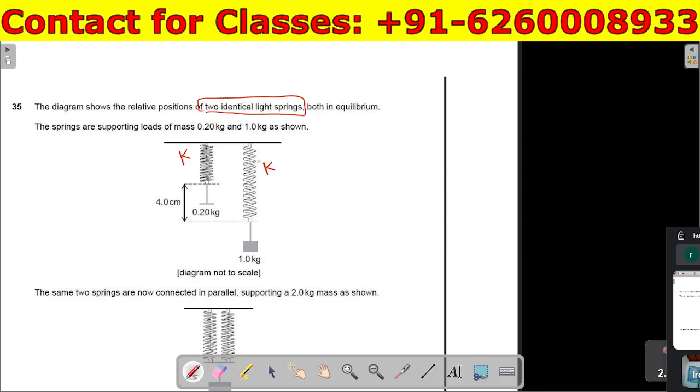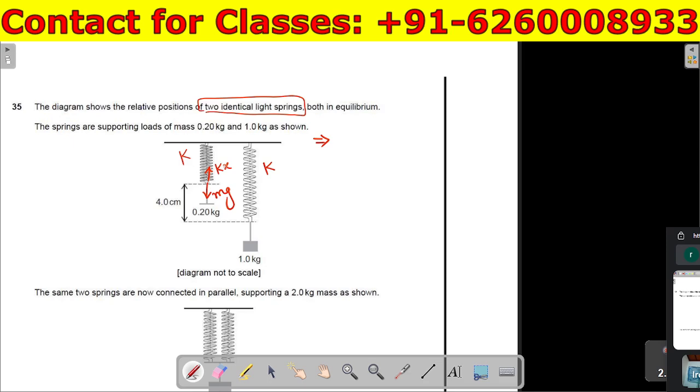The springs are supporting loads of mass 0.2 kg and 1.0 kg. Before reading the next statement of the question, I want to explore this information. The weight mg acts vertically downward and the spring force acts vertically upward as kx. Correct?